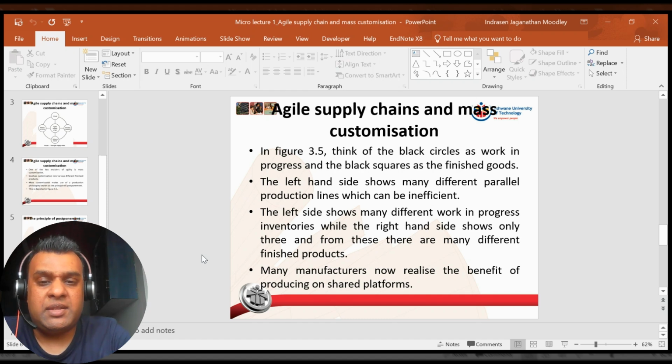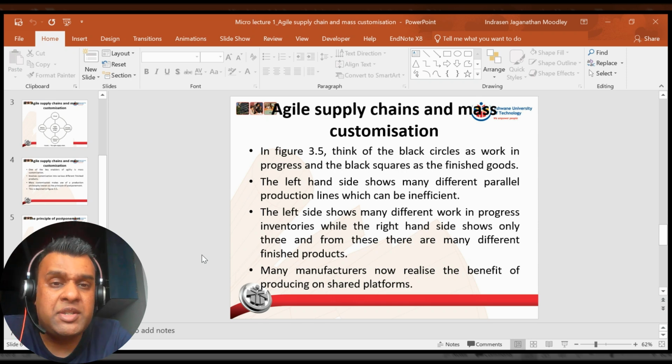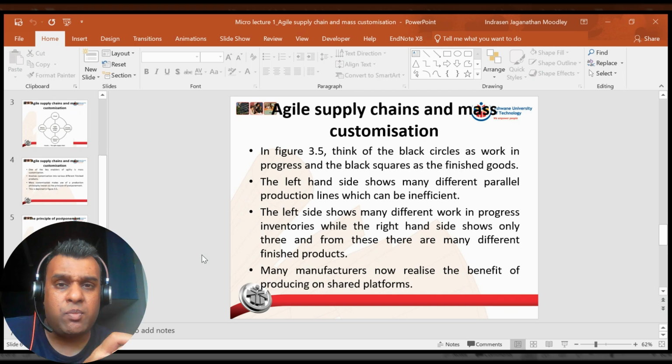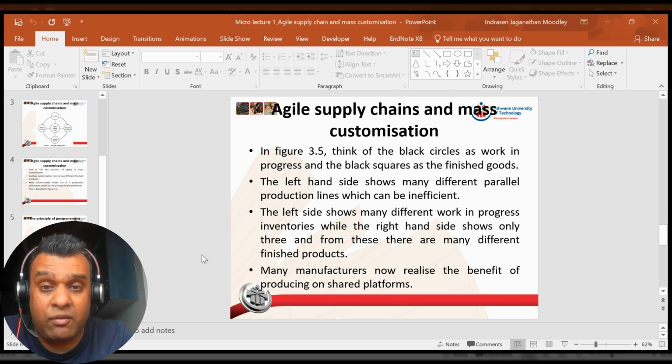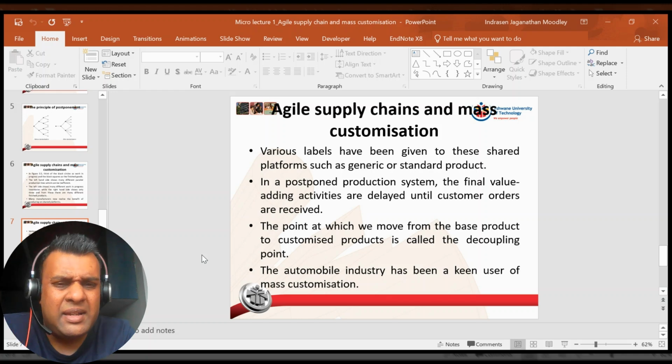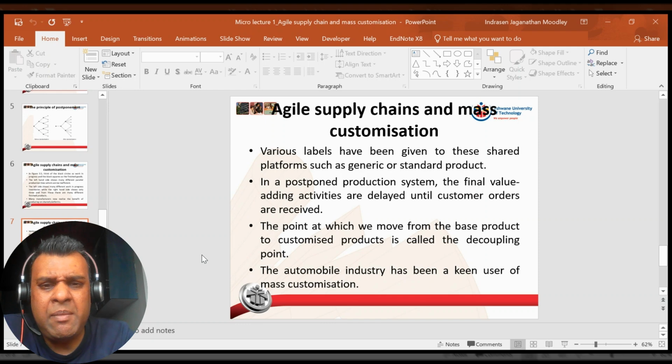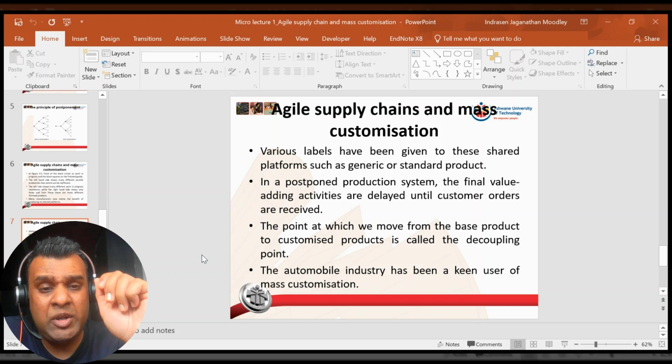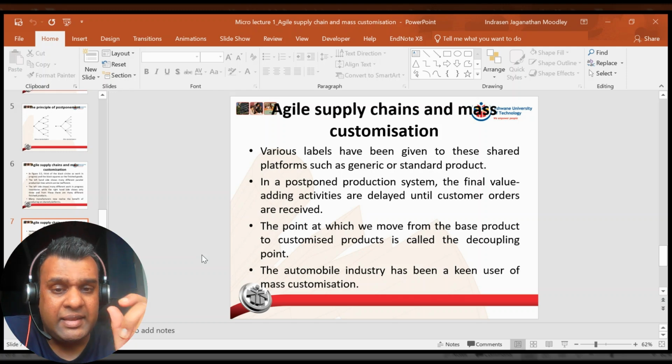With agile supply chains, the whole point is to minimize your exposure to risk in the supply chain environment. And it does this by allowing you to have many finished products from a few semi-finished products. That is the beauty of the principle itself. Various labels have been given to shared platforms and standardized products. We can call them a generic, a standard product, a component. But in a postponement system, the final value adding activities are delayed right up until the customer orders the product. That's called a decoupling point. When we change from a base product to a customized product, that is the decoupling point.